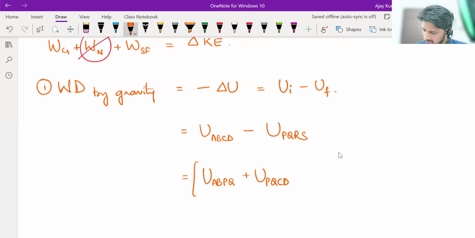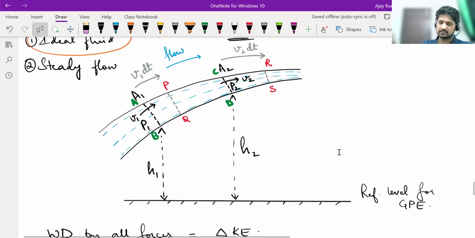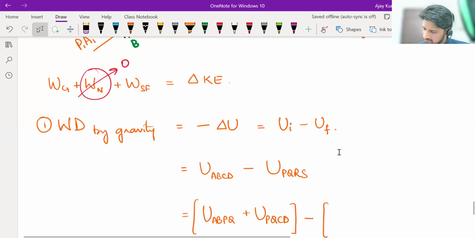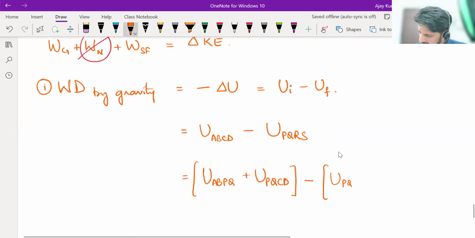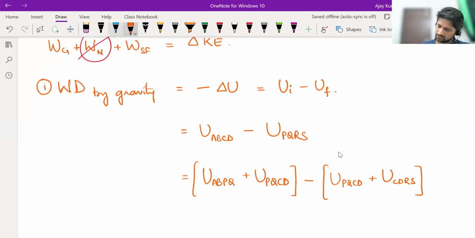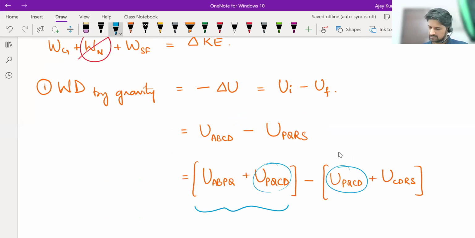Potential energy of the fluid between PQ and RS can be written as fluid between PQ and CD plus fluid between CD and RS. So potential energy of the fluid between PQ and CD plus potential energy of the fluid between CD and RS. Okay. Now you see that there are two terms common here: potential energy of the fluid between PQ and CD. But this is from the initial situation and this is from the final situation, right?